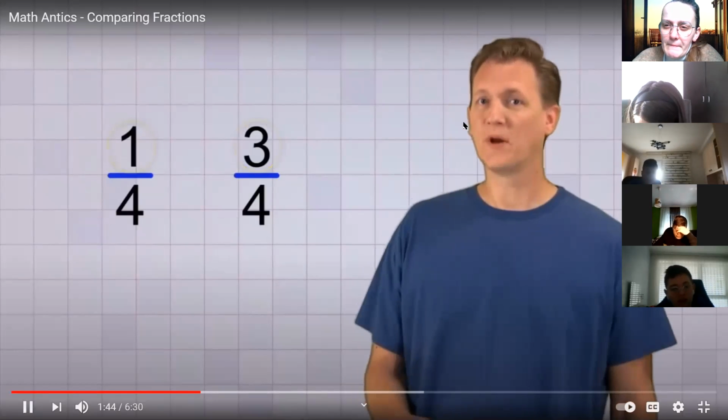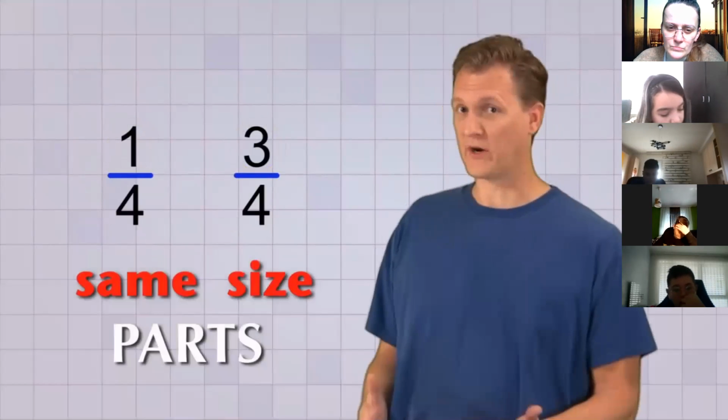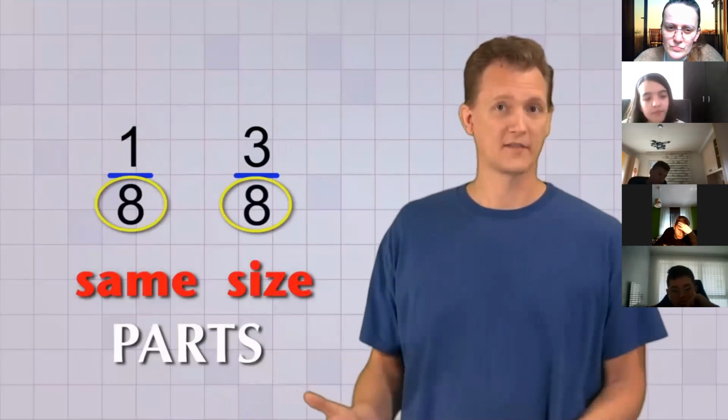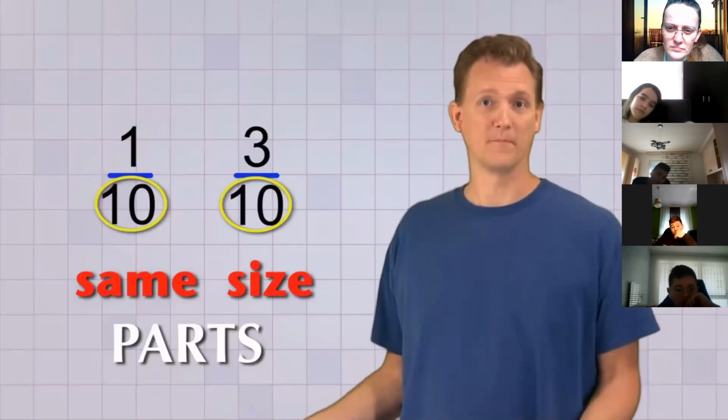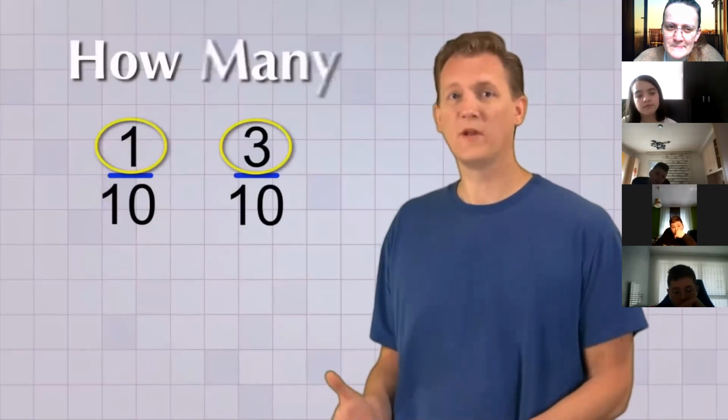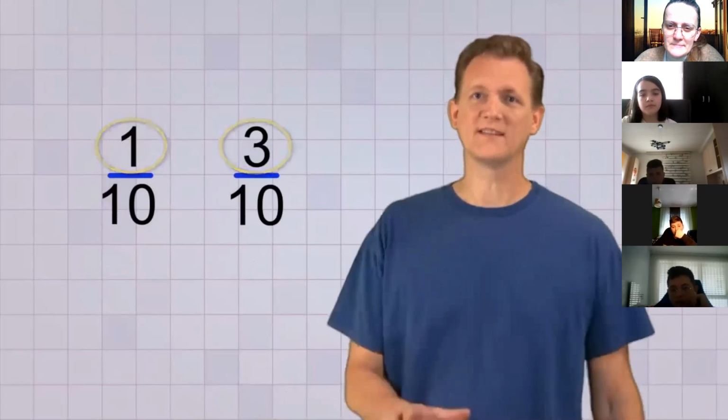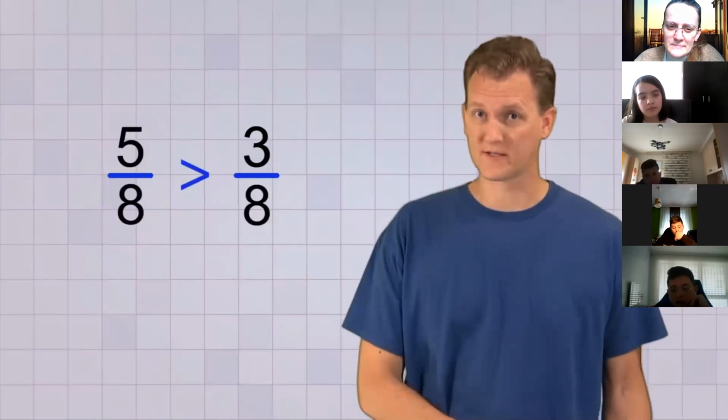I think that he will give one more method. It's because we're comparing the same size parts. We're comparing fourths to fourths, eighths to eighths, tenths to tenths, and so on. And the top number just tells us how many of those parts we have. So it's easy to see that 5/8 is more than 3/8.